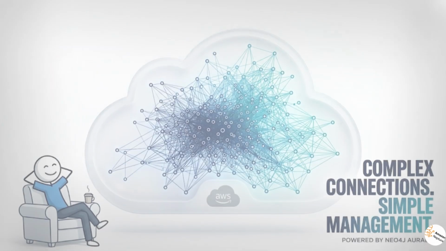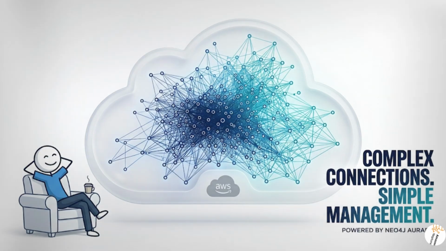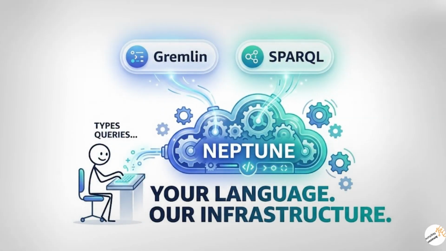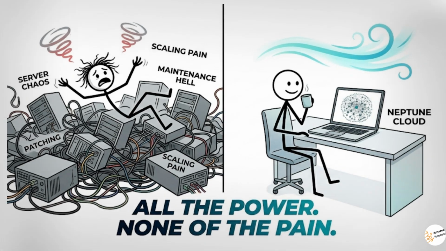Amazon Neptune is a managed graph database service designed for highly connected data. It supports popular graph models and query languages while handling infrastructure automatically. Organizations use Neptune when they need to analyze complex relationships without managing their own graph database clusters.